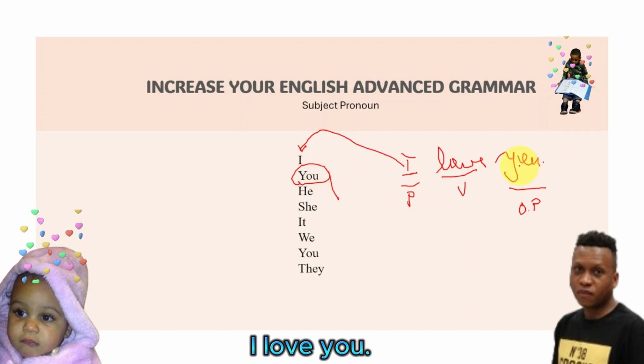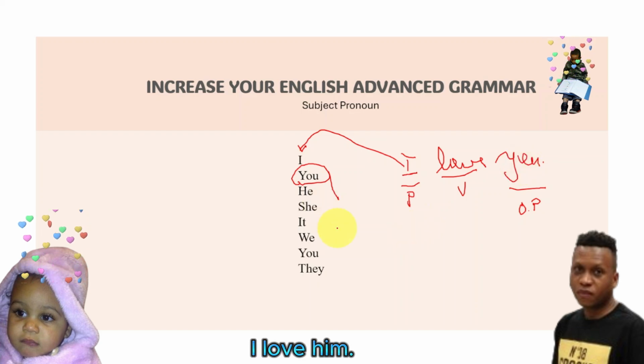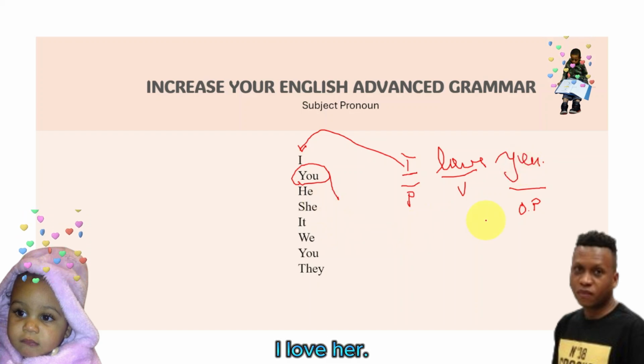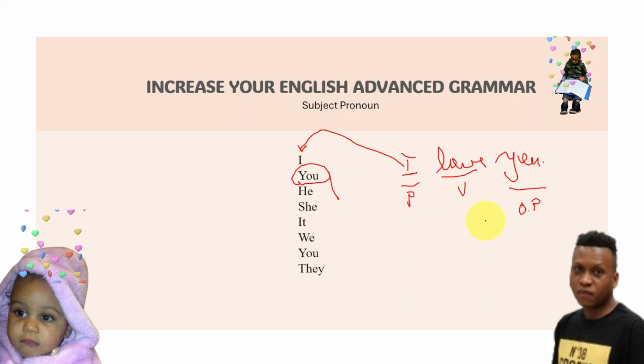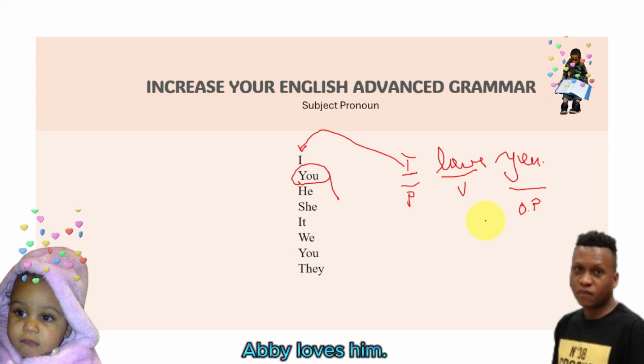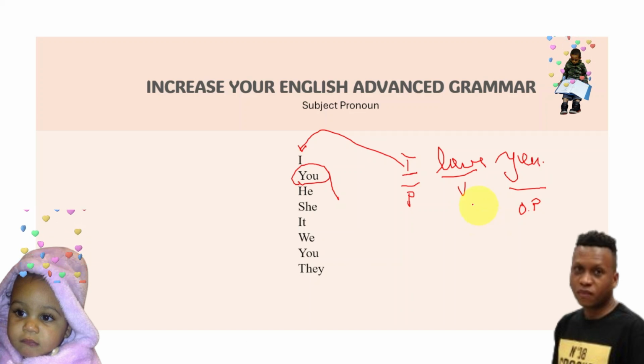Okay, we have to be careful. If I say I love him, I love her, I love it, I love them. Let's say Abby loves Kevin. So if Abby, we don't want to repeat Kevin, we're gonna say Abby loves him. Okay. So we have to be careful how we use it.